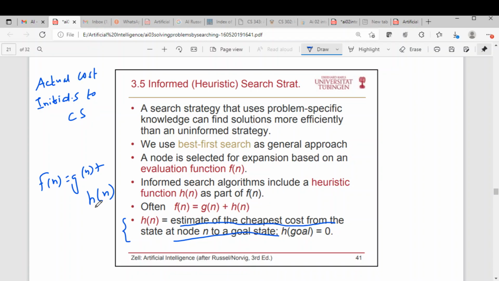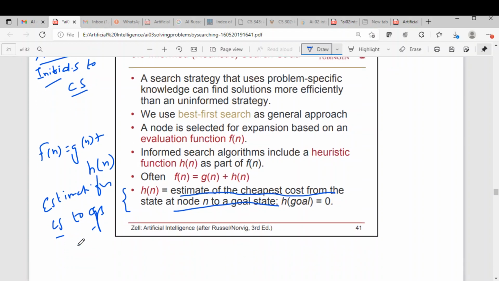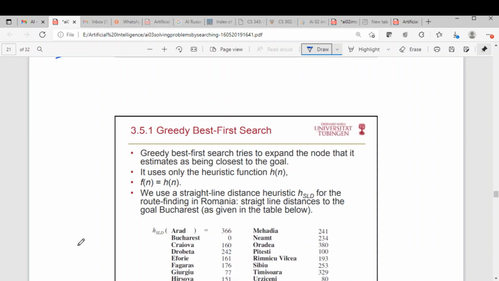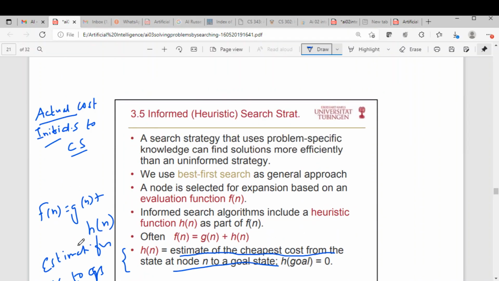Whereas what is h of n? H of n is the heuristic cost. That is, it is an estimate. It's an estimated cost from the current state to the goal state. So g of n is from the initial state to the current state, whereas h of n is from the current state to the goal state. G of n is the actual cost. H of n is the estimate. Fine. So this is one way of defining the heuristic.